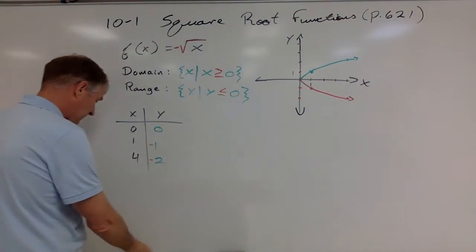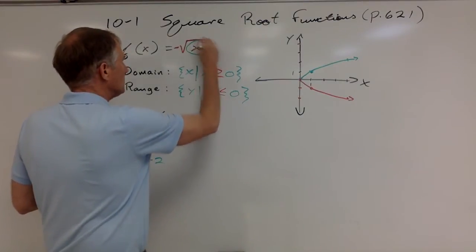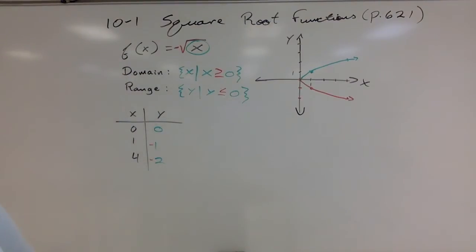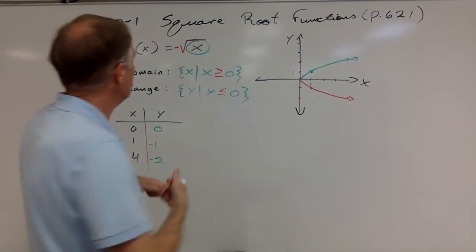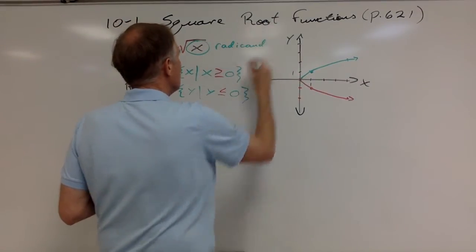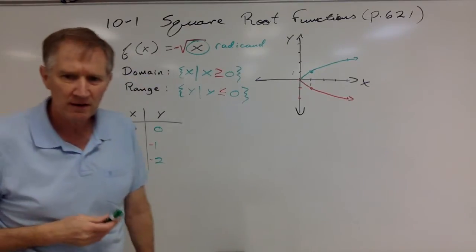By the way, fancy term, the thing that's underneath the radical sign is called the radicand. That is just a weird term, radicand. That's the radicand, that thing right there. Whatever's underneath the square root sign.